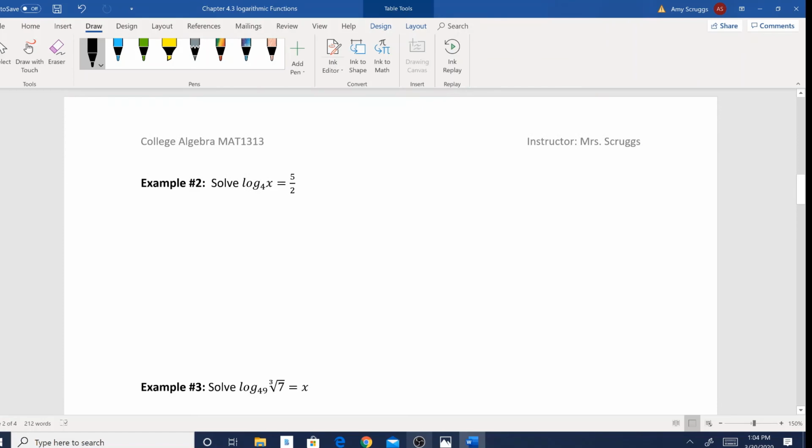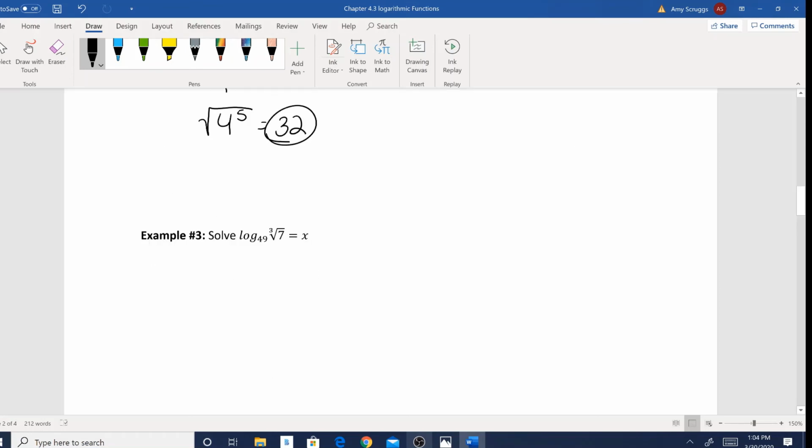And we're going to do the same thing here. We're going to rewrite this in exponential form, and then we're going to solve. So to rewrite this, we're going to say the base raised to the exponent, which is 5 over 2, is equal to x. Well, that's actually really simple because now you can just put this into the calculator. Hopefully you remember from, I think, section 1, how to rewrite an exponent that has a fraction as a radical. This is the same thing as the square root of 4 to the 5th power, which turns out to simply be 32. So the answer is 32. Okay, let's do this one.